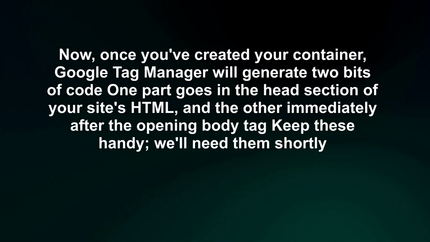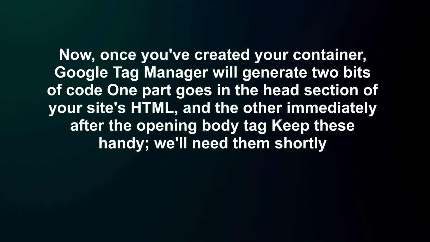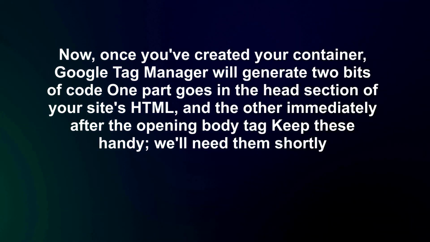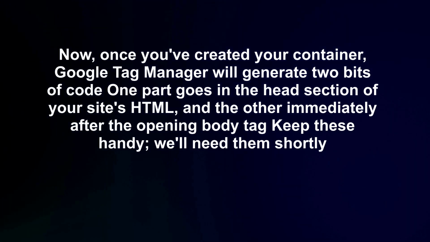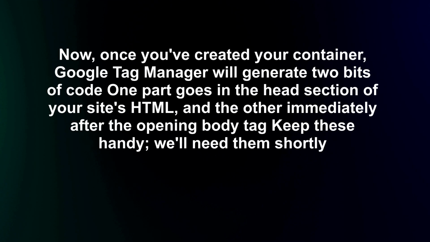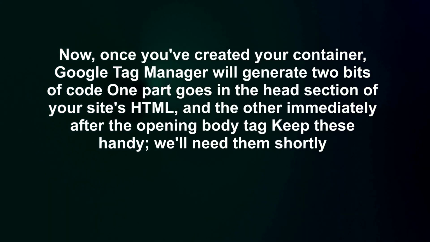Now, once you've created your container, Google Tag Manager will generate 2 bits of code. One part goes in the head section of your site's HTML, and the other immediately after the opening body tag. Keep these handy, we'll need them shortly.